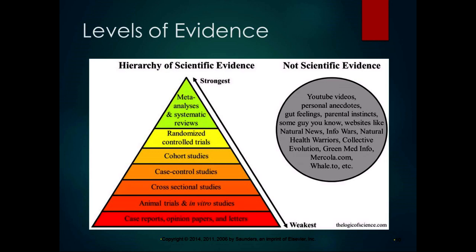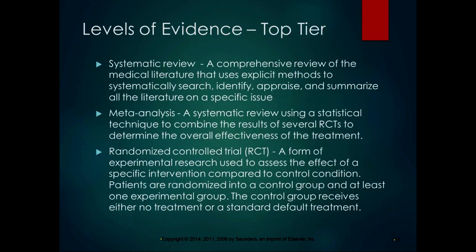Animal trials and in vitro studies, cross-sectional studies, case control studies, cohort studies, RCTs, randomized control trials, and meta-analyses and systematic reviews. So a systematic review is a comprehensive review of the medical literature that uses explicit methods to systematically search, identify, appraise, and summarize all the literature on a specific issue. So systematic reviews are often used to sort of say, okay, what research has been done and what does it show? So that's considered the top tier of level of evidence. If there's a systematic review that shows that something is valid and appropriate, that's pretty good evidence that it's the right thing to do.